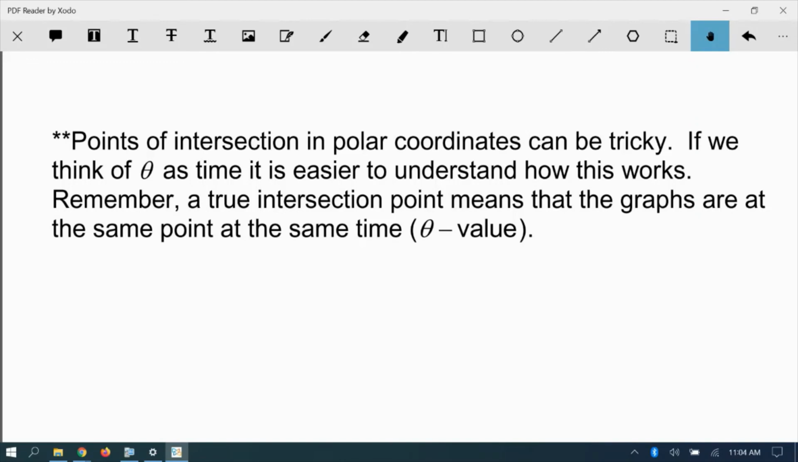So a collision point and an intersection point are 2 different things when we're talking about polar coordinates and parametric equations. So be very careful with that. Just because the graphs are intersecting doesn't necessarily mean that that's happening at the same theta value or the same t value for the 2 different graphs that you're looking at. So just something to be aware of.